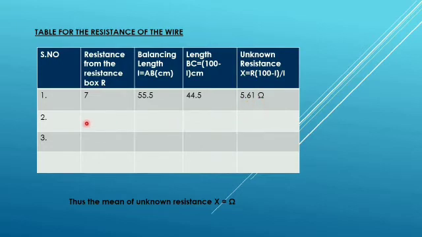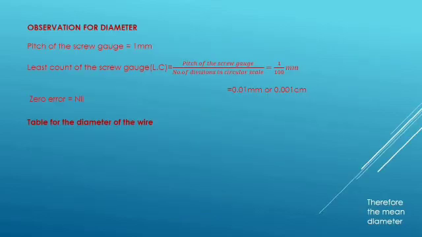Likewise, we'll take other observations also, 2 and 3. Then whatever observations we have taken, we'll take out the mean of those observations, and that we will represent with X ohm. So this is the unknown resistance which is coming out through the procedure. Then we need to find the diameter also of the wire, as the aim of the experiment is to find the resistivity also. So for the diameter we need a screw gauge.